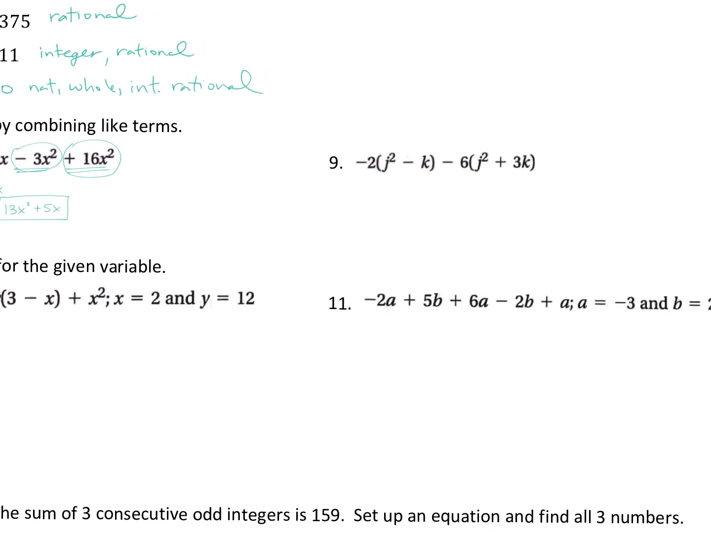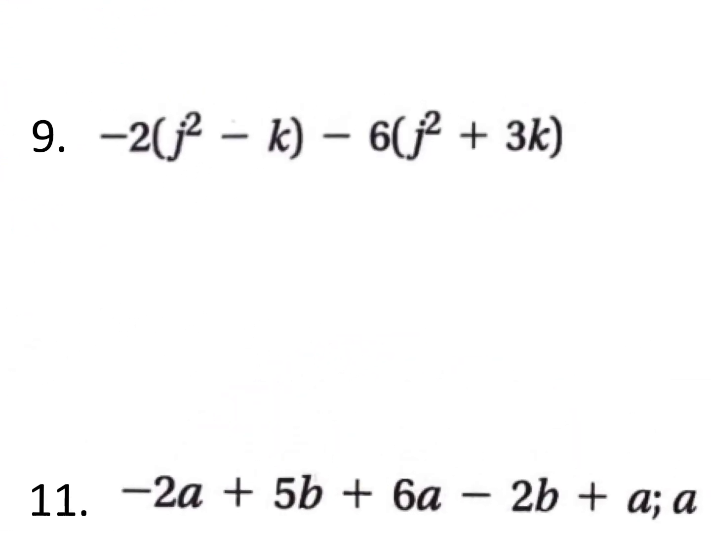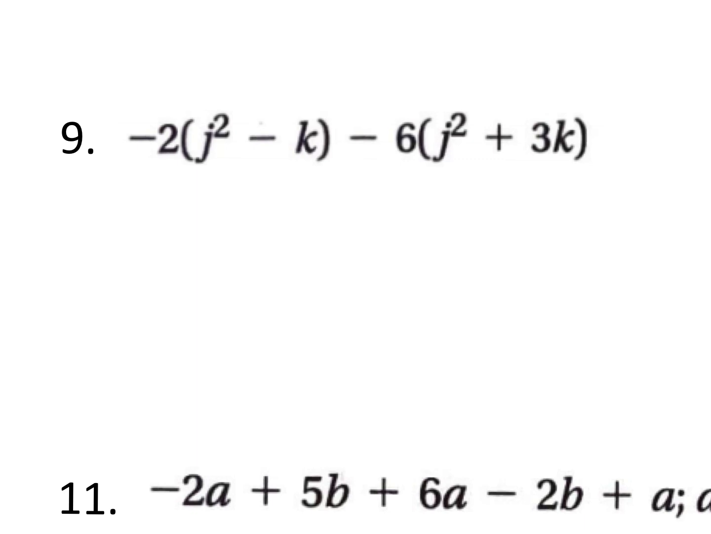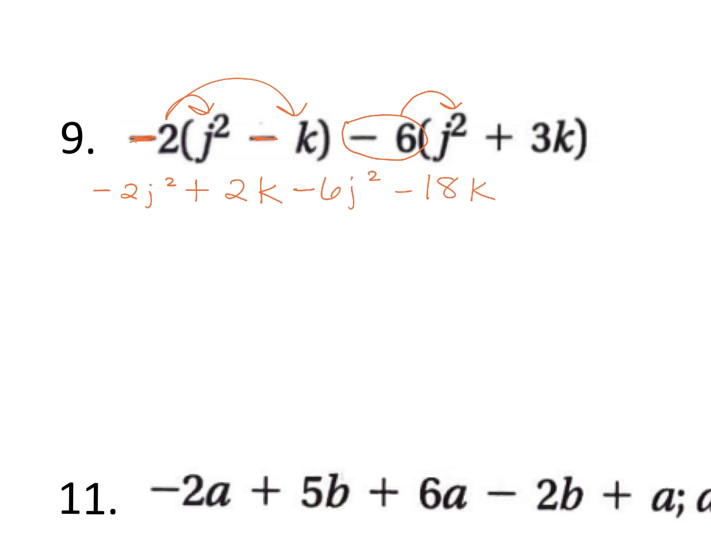All right, number 9. What should you do here? Distribute. Yeah, we'll start by distributing. So this is going to be a negative 2j squared. What comes after that? Plus, right? Minus a negative is plus a positive, so plus 2k. Then distribute this. Remember, this is a negative 6 that you're distributing, essentially. So minus 6j squared minus 18k.